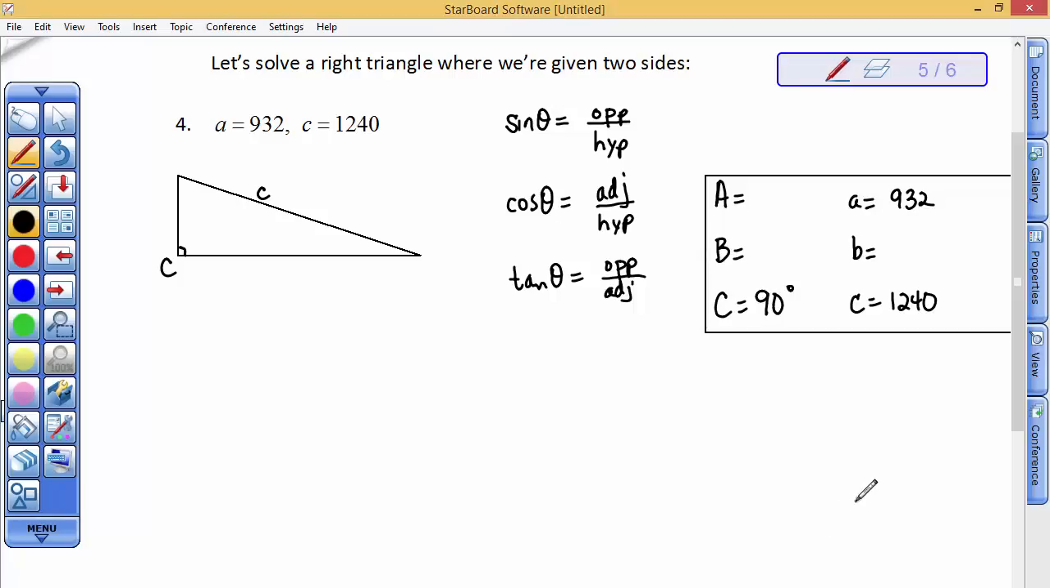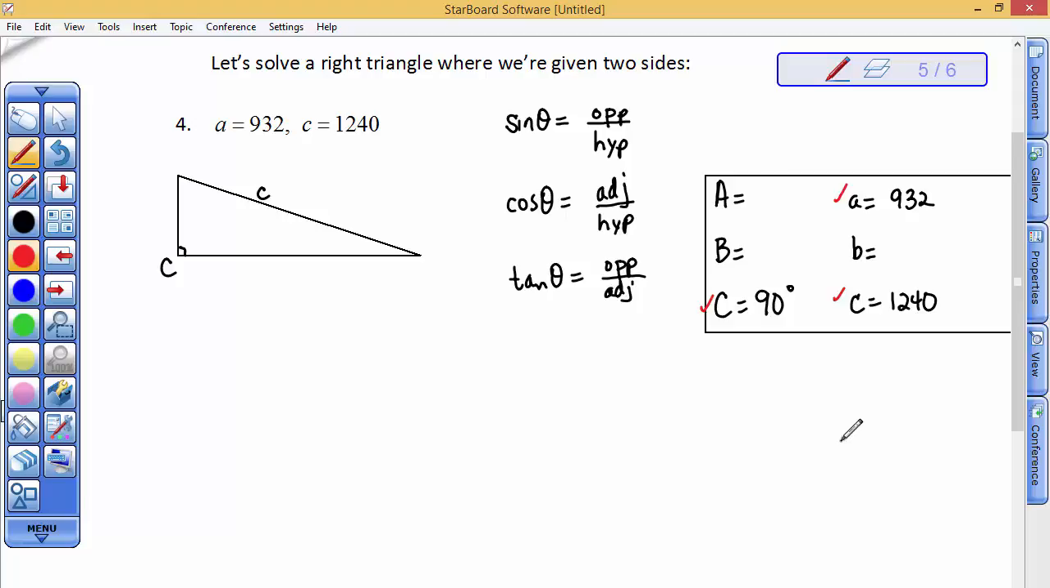Okay, we're going to solve right triangles now, in the second scenario, where you're given two sides, and of course you're given the right angle, angle C. So I filled in the box over here. Hit pause if you want to fill in the data.